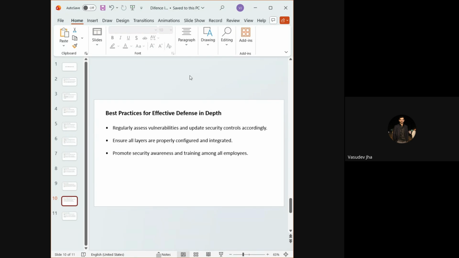We regularly assess vulnerabilities and update the security controls accordingly, on a fixed duration, or we need to assess our whole environment to find vulnerabilities. Then ensure all layers are properly configured and integrated, and then promote security awareness and training among all employees.